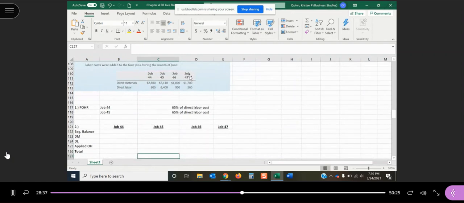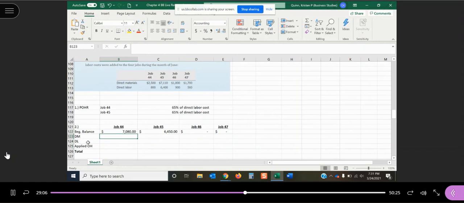So job order cost sheets are pretty simple. Every job has their own job order cost sheet. And again, it's just going to track the costs that are associated with each one of those jobs. So we know job 44 and job 45 were started last month, and they had some beginning balances. So we're going to pull those beginning balances over. Job 46 and 47 didn't get started until this month, so they didn't have anything to start with.